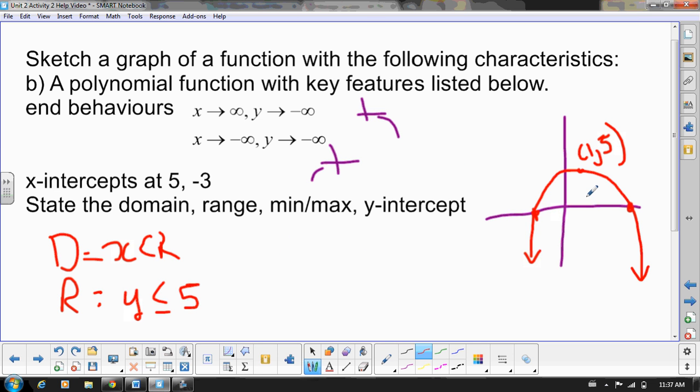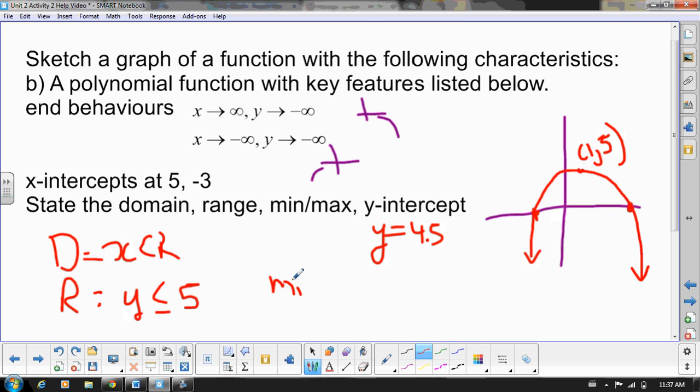Now the y-intercept, this question right here, you would be estimating it. So I know it's a little bit less than 5. So again, there's multiple answers possible. The y-intercept would be at y, I'm going to say that it's at about 4.5. Now the min, there is no minimum value here because the graph keeps on going and going and going.